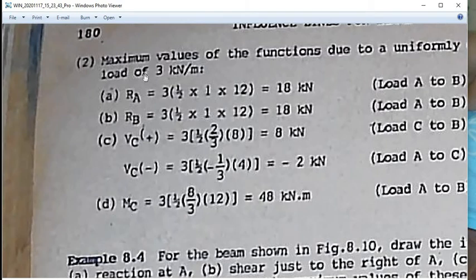This time, gagamit tayo ng 3 kilonewton per meter na uniform load. So, reaction at A would simply mean 3 times the entire length, okay? Pero hahatiin mo yon. So, 3 times 12 times 1/2 would give you 18. Ganon din sa B. 3 times 12 times 1/2. It will give you 18.